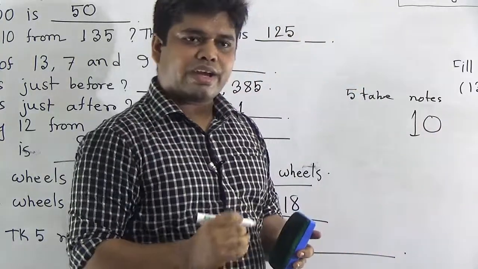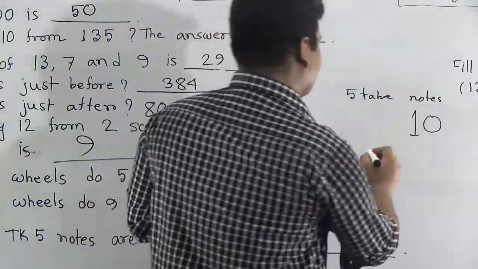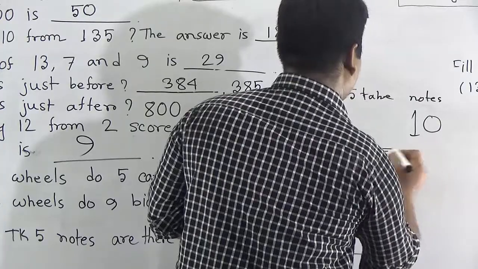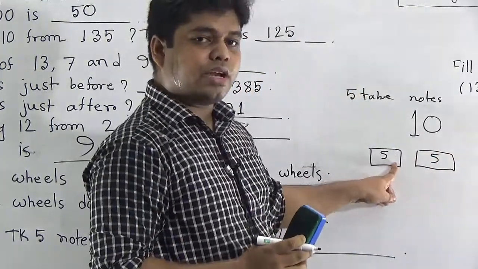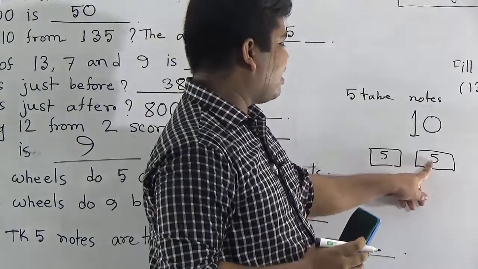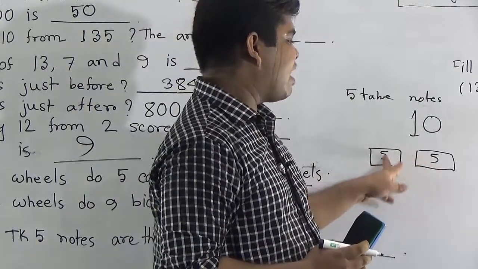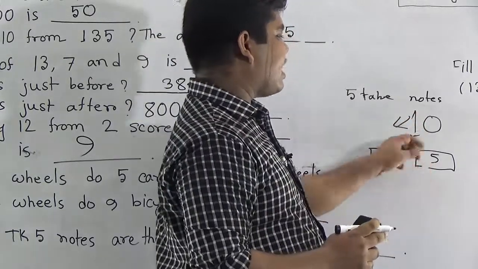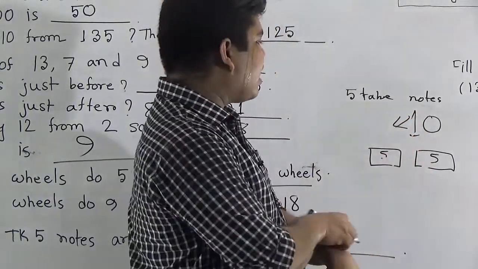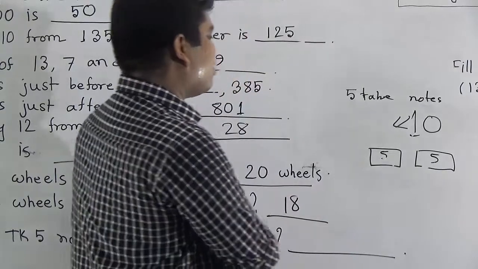So how can you find out the answer, my dear student? This is a 5 Taka note and this is another 5 Taka note. If we add these two 5 Taka notes, then we get 10 Taka. So in 10 Taka there are how many? There are 2 5 Taka notes.